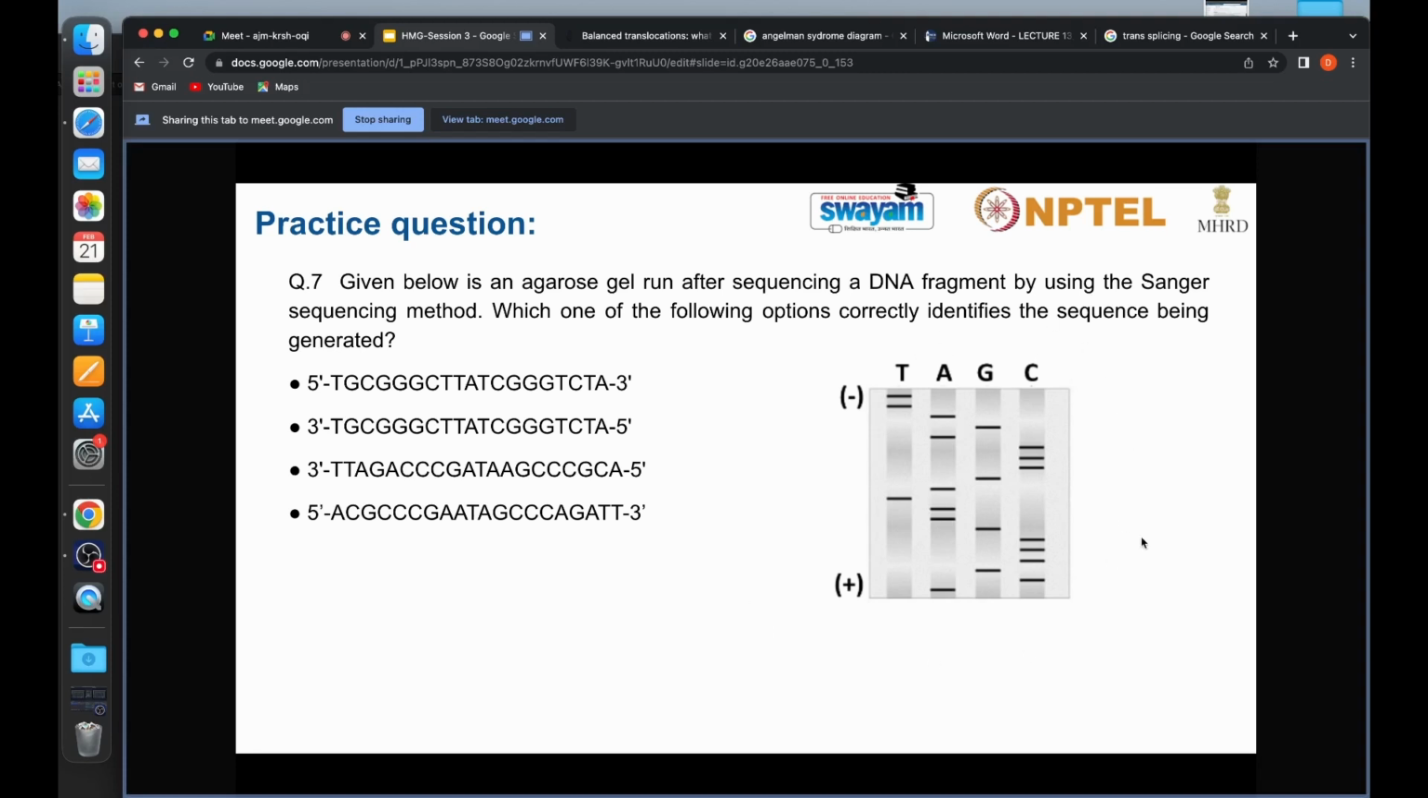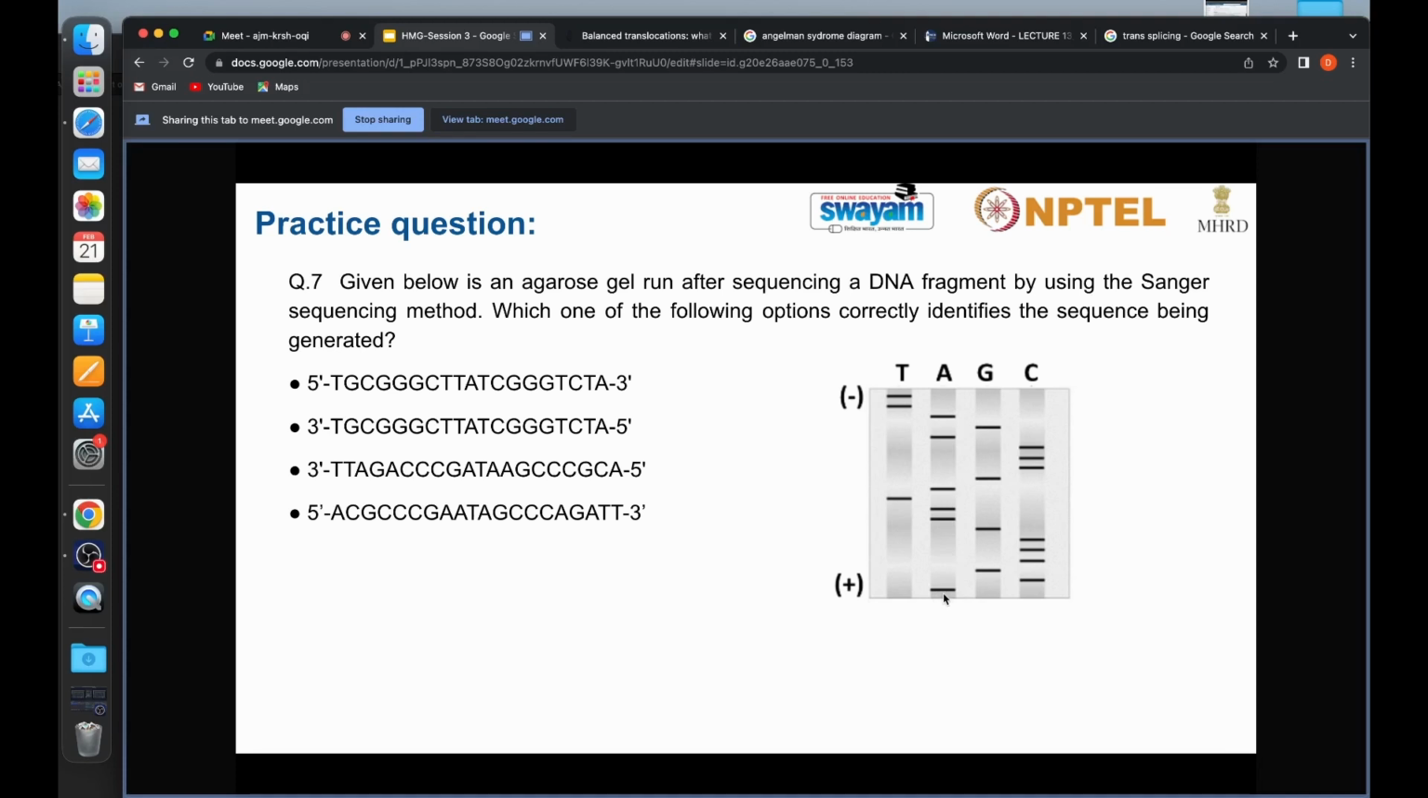Whenever we read a gel, we always start from the positive end, because DNA moves from negative to positive. And whenever we perform electrophoresis, one thing you must keep in mind is that the fragments that are shorter in length will move faster in the gel compared to the fragments that are larger in length. So if you look from here, the A will have moved faster and it will be the first fragment lying at the 5' end. So the sequence will start from here. This will be the shortest fragment.